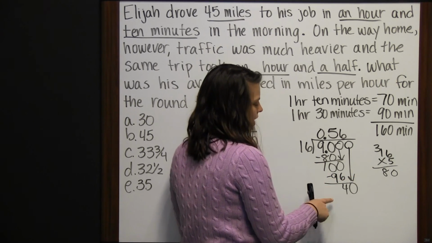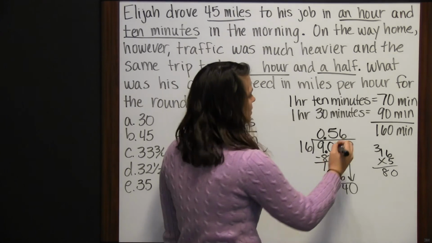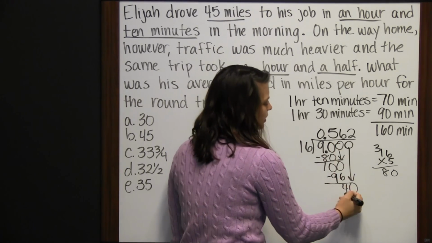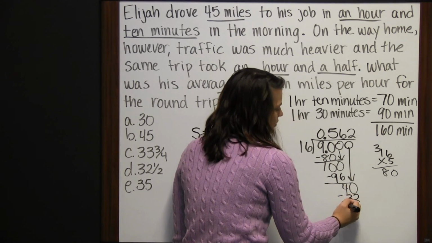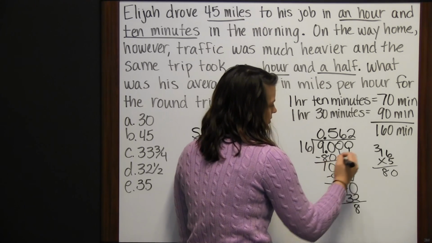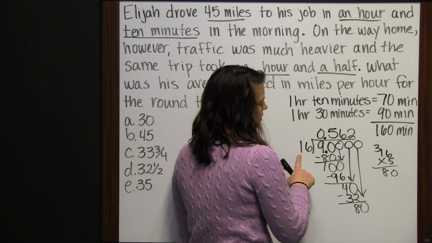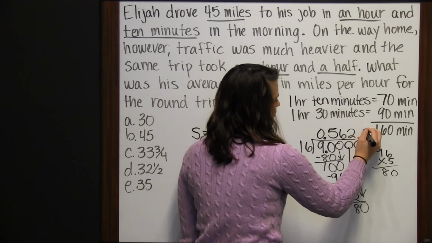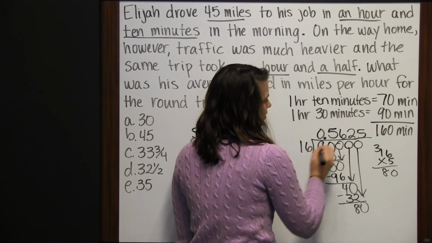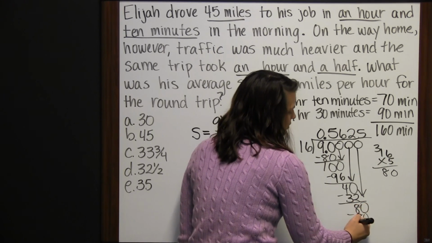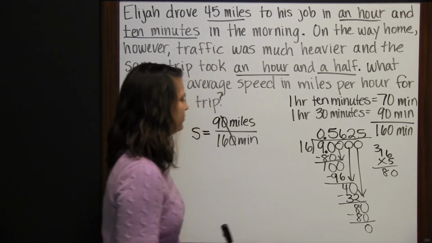16 goes into 40 2 times. 16 times 2 is 32. So we subtract and we get 8. Add another 0, bring it down. And 16 goes into 80 5 times. 16 times 5 is 80. We subtract and get 0.